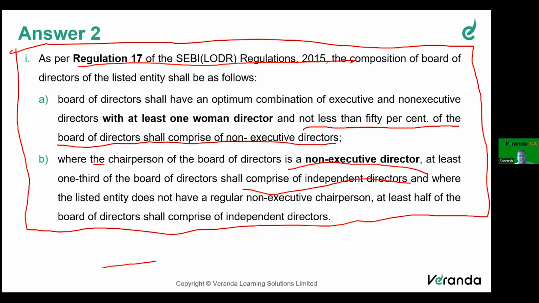Importantly, remember that this is regulation 17 of the SEBI LODR regulations 2015. One of the most important regulations that you can ever think of under the SEBI Act is the LODR regulations. Companies are driven by this. Listed companies literally go through every clause of this to comply with this particular requirement.